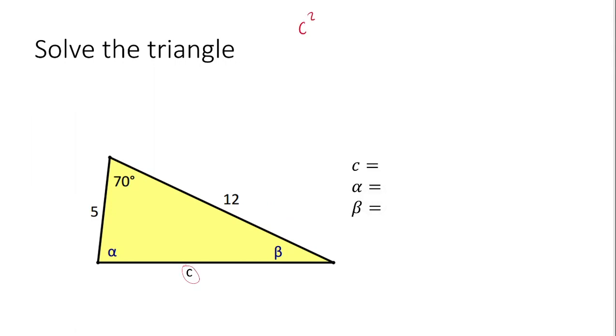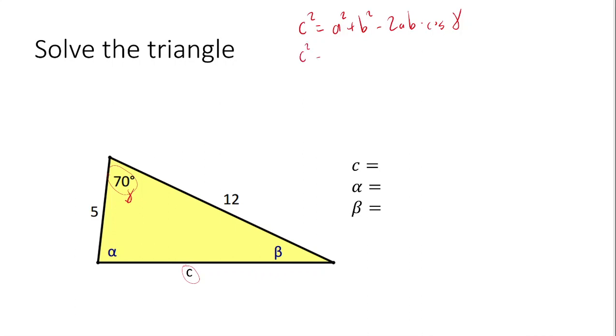So we're going to use c squared is equal to a squared plus b squared minus 2ab times the cosine of angle gamma. So what's angle gamma? Well, angle gamma is the 70-degree angle that's given to us. So let's just plug these numbers in and see what happens.